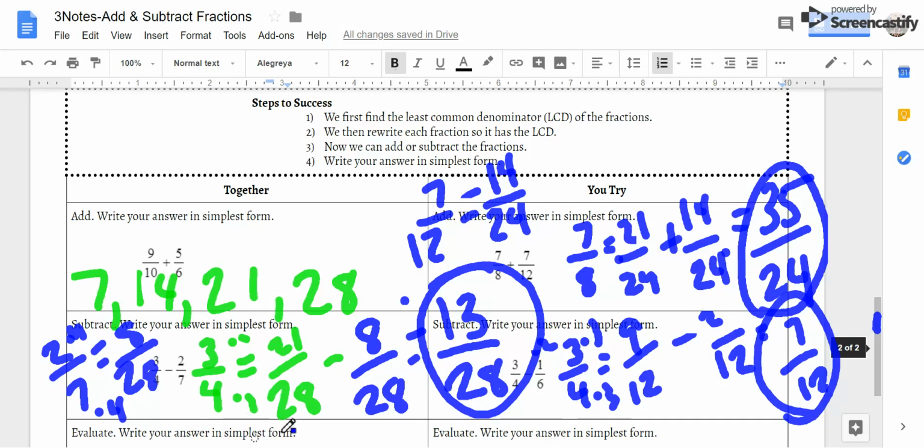And you are now going to try the two evaluate problems and bring them up to me to have me check them.